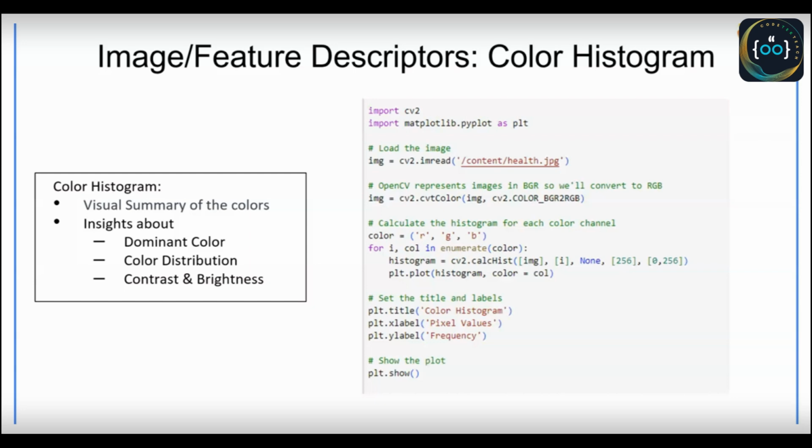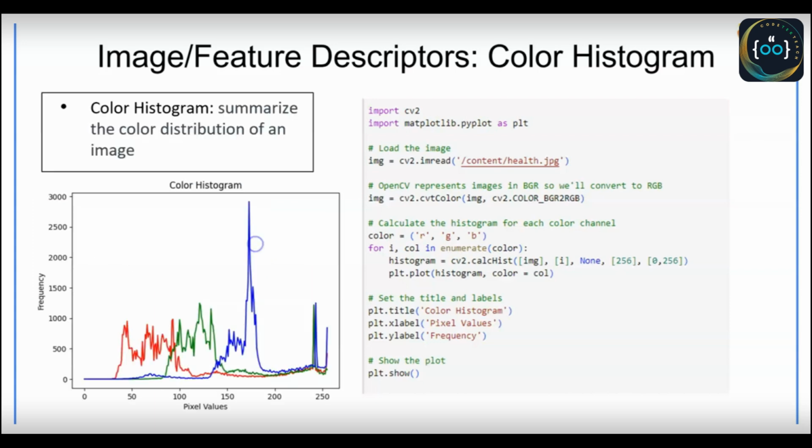The peaks in the histogram correspond to the most dominant colors in the image. The higher the peak, the more pixels in the image have that color.